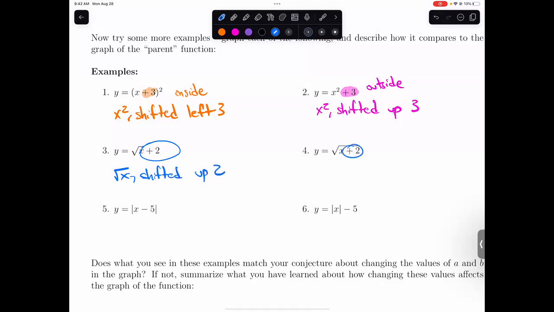And this one? Left 3. 2. Okay. Yeah. On the inside, so it's going to be left and right, and right's backwards. So +2 is going to move it left 2. That means that base starting point, that used to be at the origin, is now at -2, 0. That changes the domain, but not the range. Okay, 5 and 6, you do on your own.